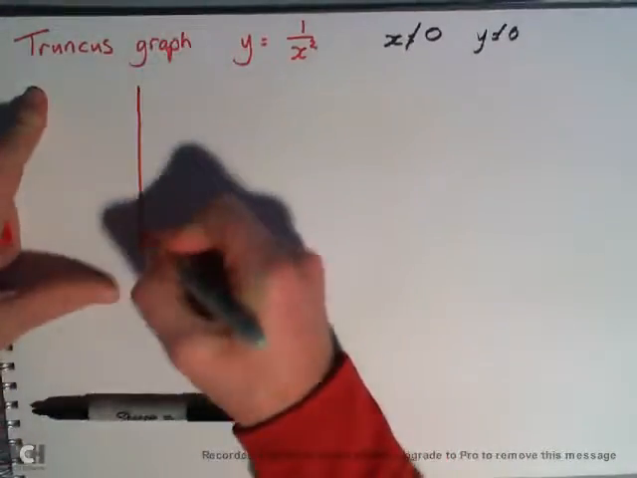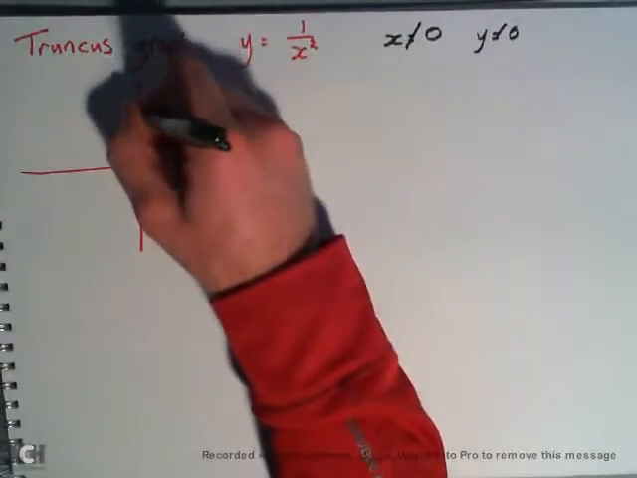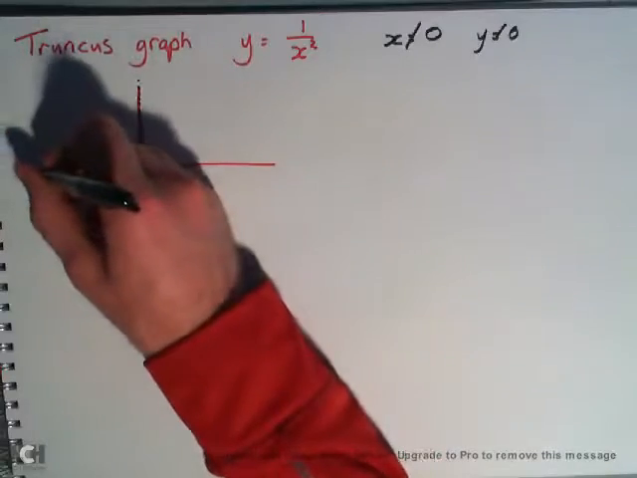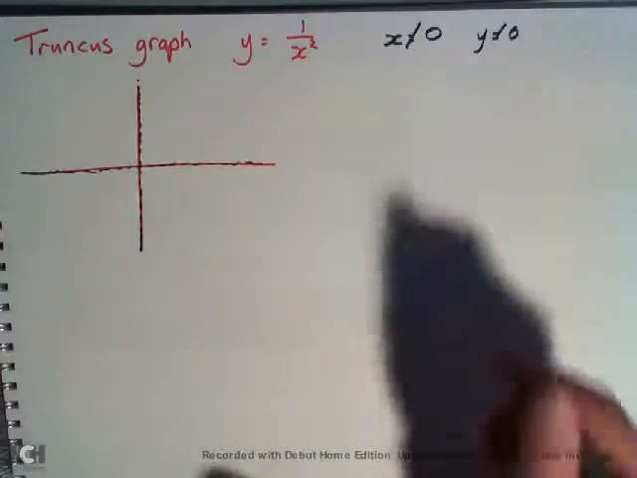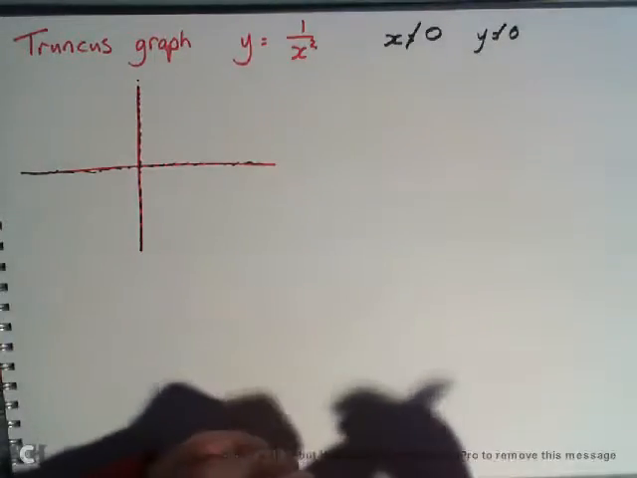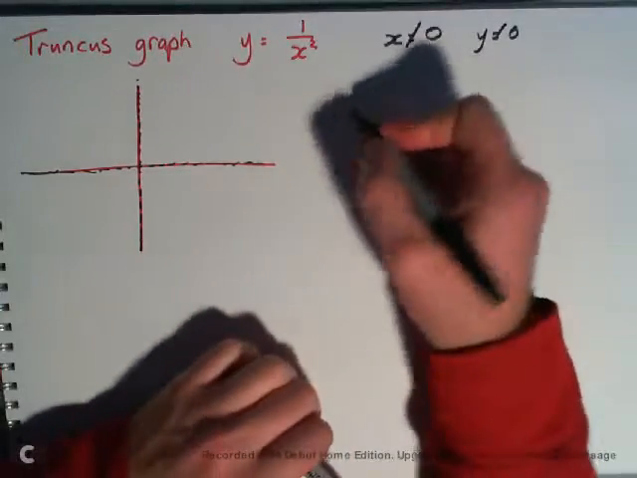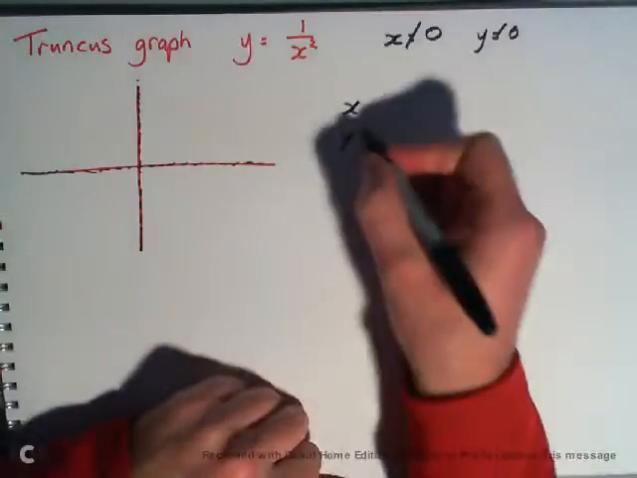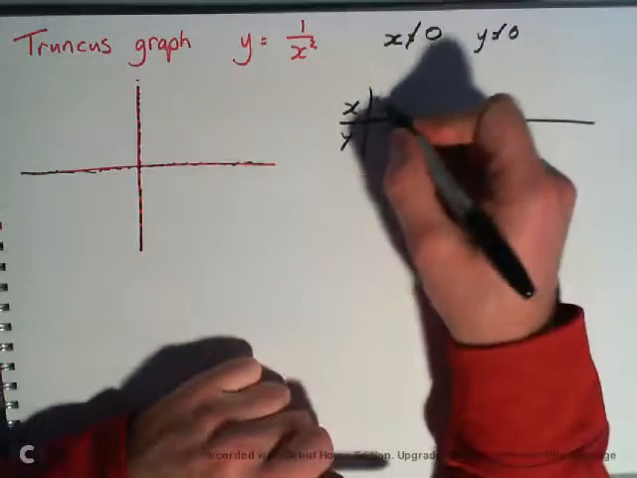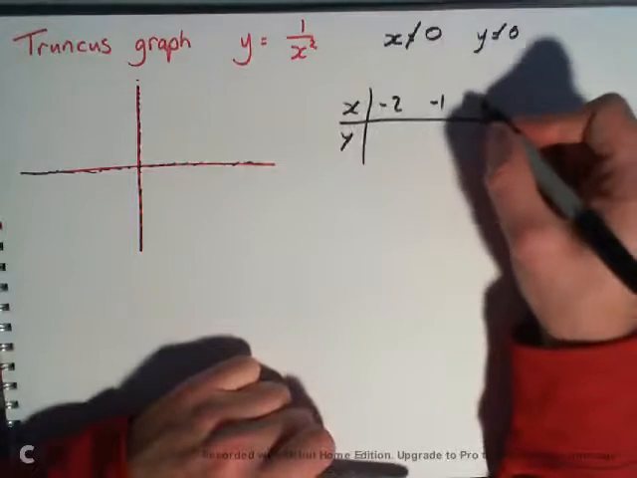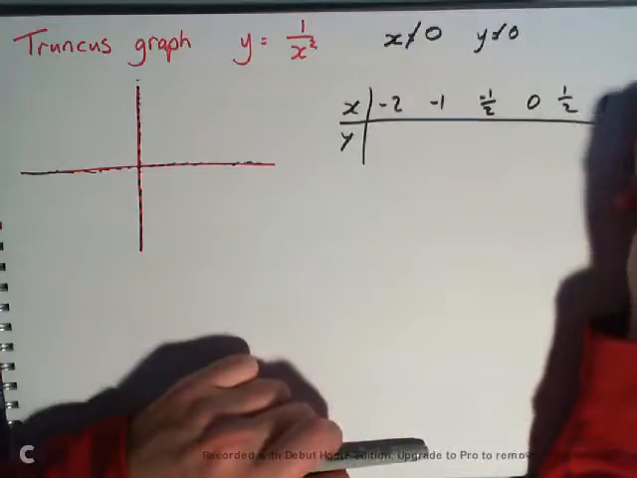Before we've even got anywhere, I can already say I've got an asymptote that goes down the center of the axes, one that goes down, one that goes across. Now, I'm going to just do a couple of examples for a table of values again. So we'll say, let's go -2, -1, minus a half, and 0, a half, 1, 2.